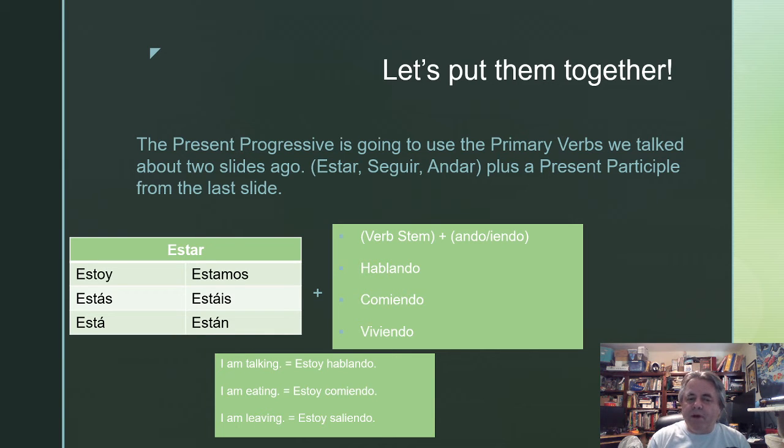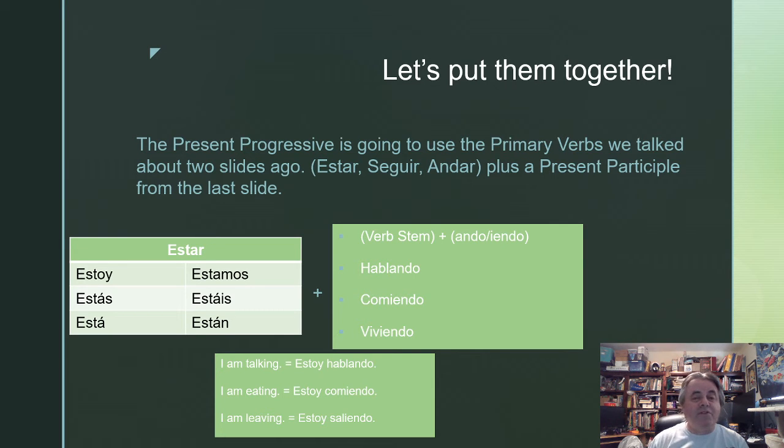So down below, I have these examples. I am talking, estoy hablando. I am eating, estoy comiendo. I am leaving, estoy saliendo. So we see it's really just, I'm going to take a form of the verb estar, take another verb, the actual action that's going on, and add the ANDO or IENDO to it. And there's my sentence. It's really just that simple.